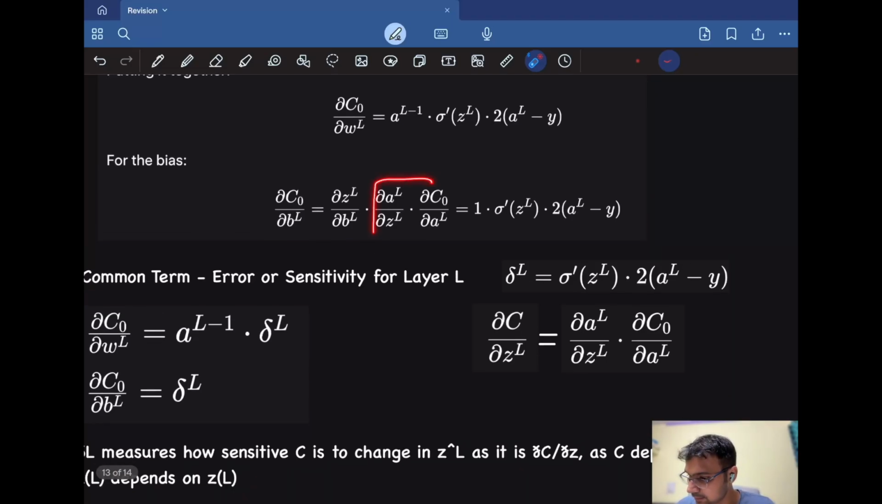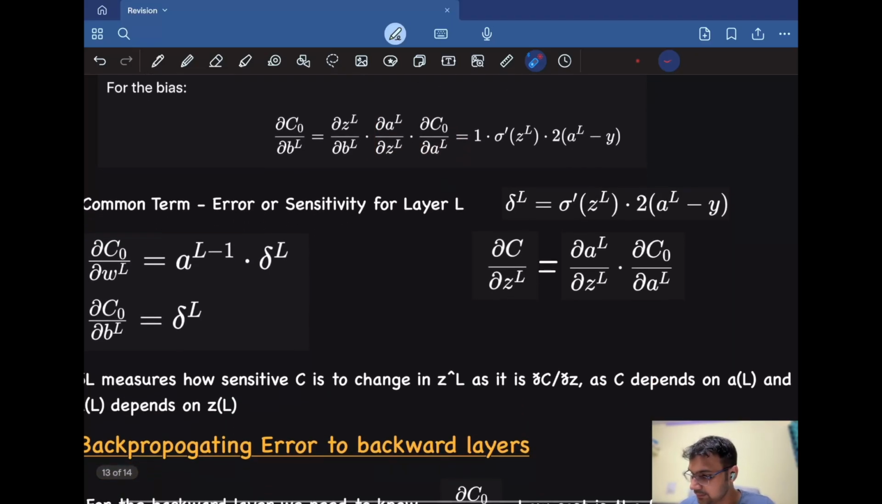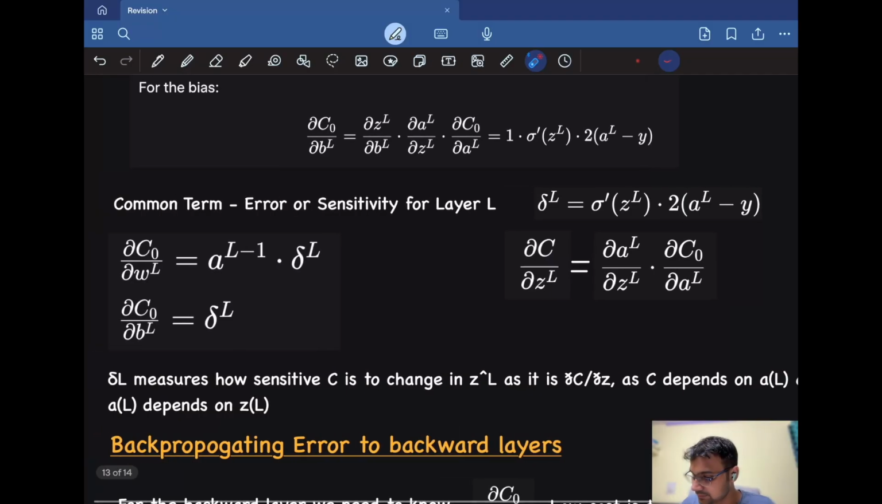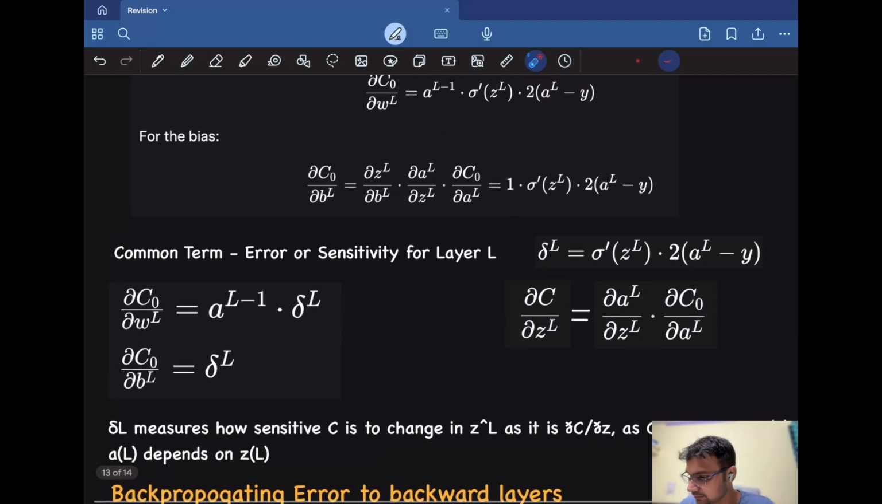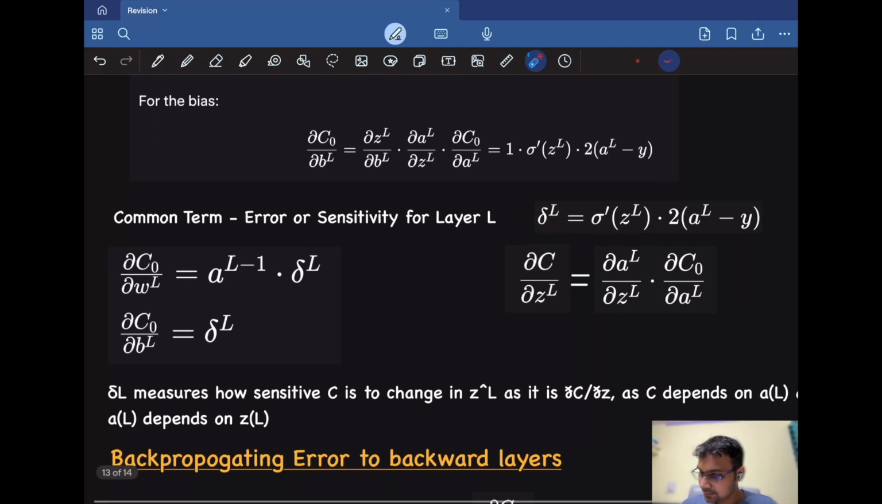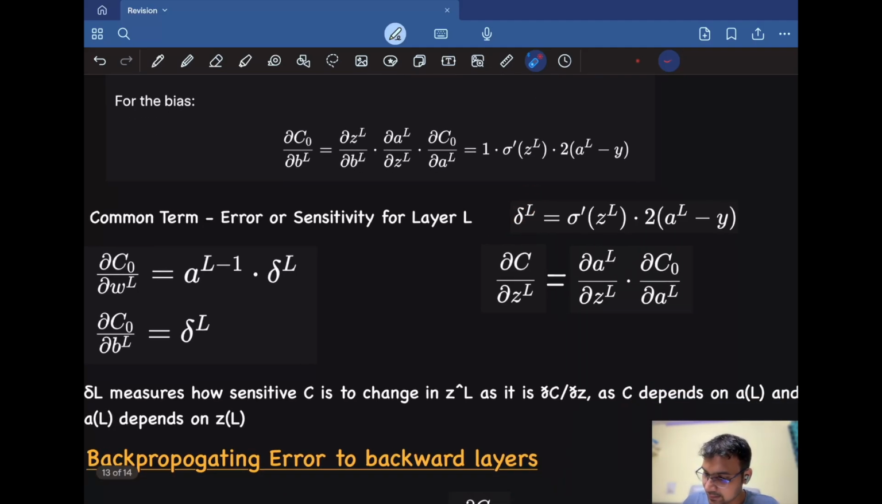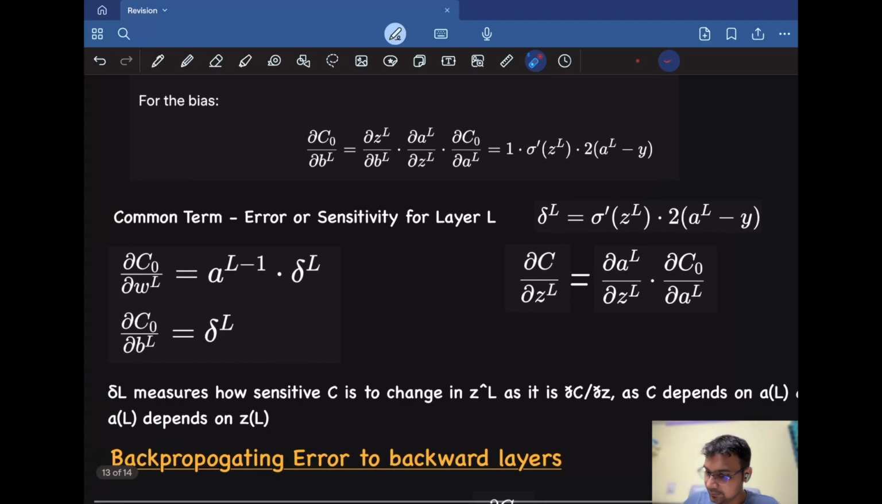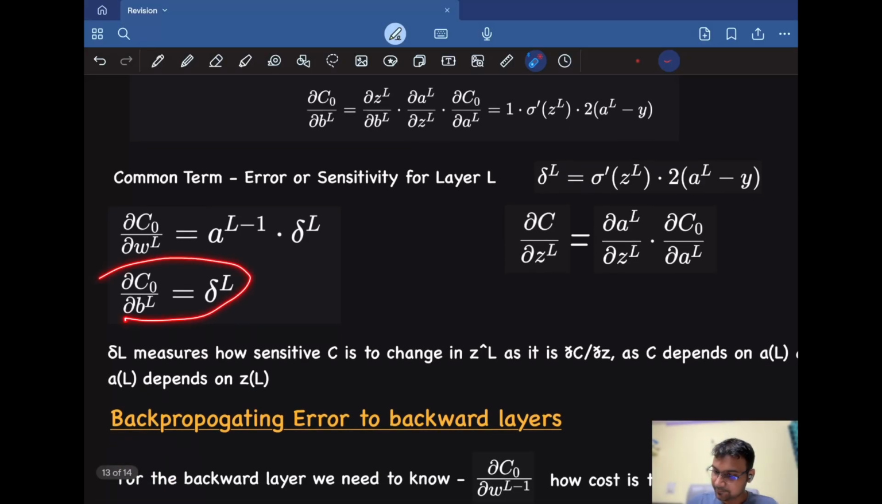If we see these two parts: C is a function of activation, and activation is a function of Z, which we have discussed. That's how we can see the same thing here. If we represent it in terms of delta L, the gradient is the activation of layer L minus 1 into delta L, and similarly for the bias one.